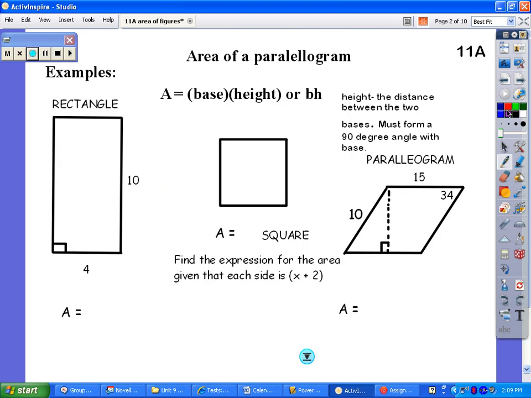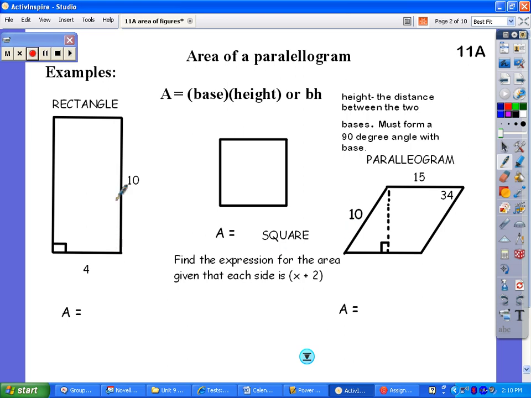The second shape we're going to do is a parallelogram. Now the parallelogram formula applies to multiple shapes. It could be a rectangle, a square, a parallelogram, or a rhombus. So we can use base times height for any of those shapes. Now for the height, it's the distance between the two bases, and it must form a 90-degree angle with the base. And a base is one of the sides.